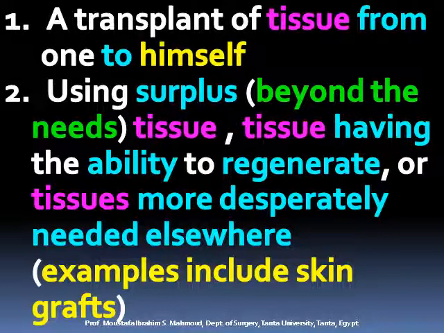Autograft: a transplant of tissue from one part of a person to another part of the same person, using surplus tissue, having the ability to regenerate, or tissues less desperately needed elsewhere. Examples include the skin graft.